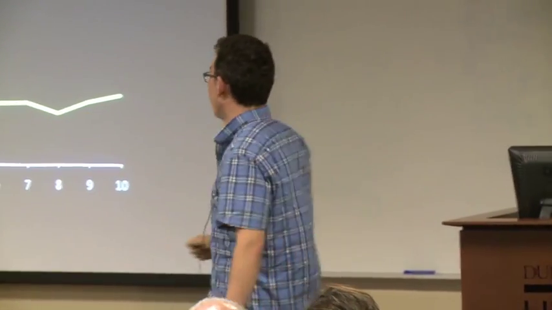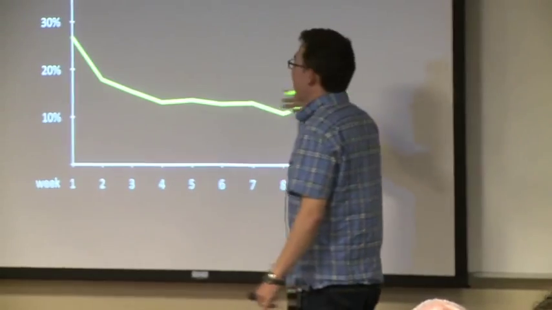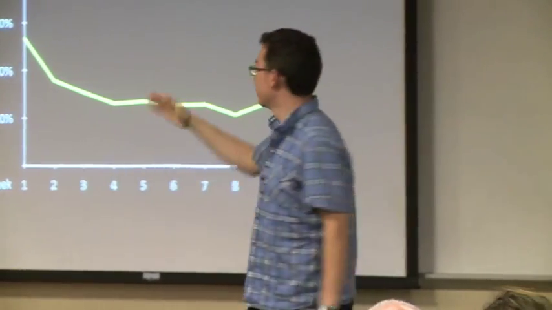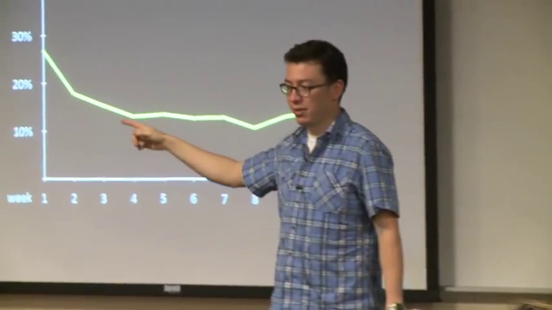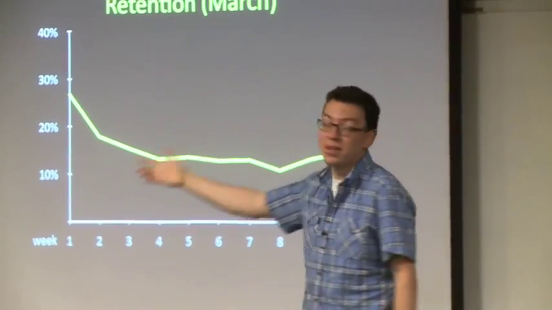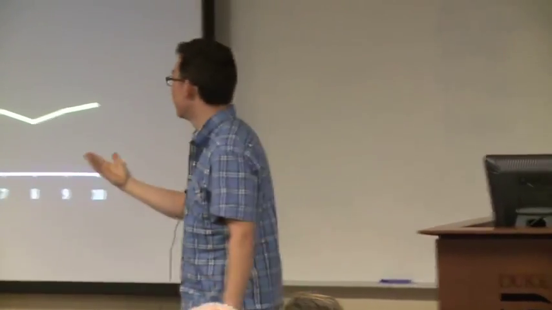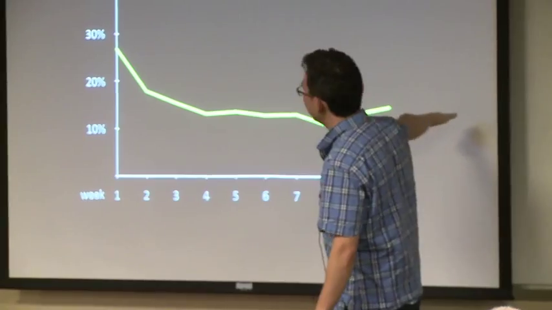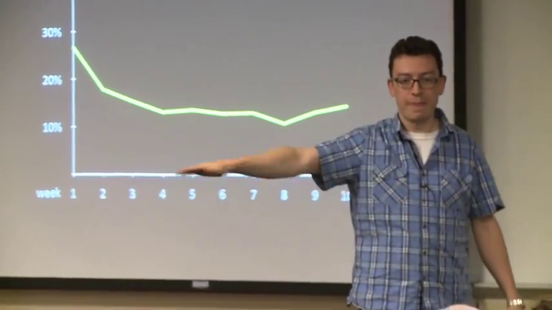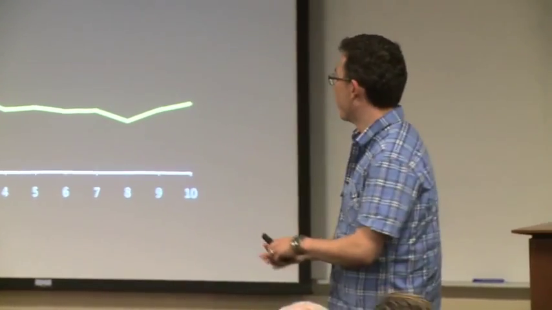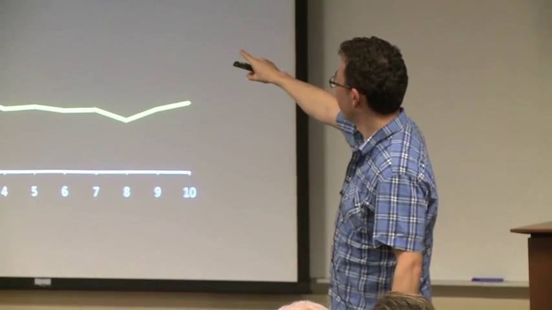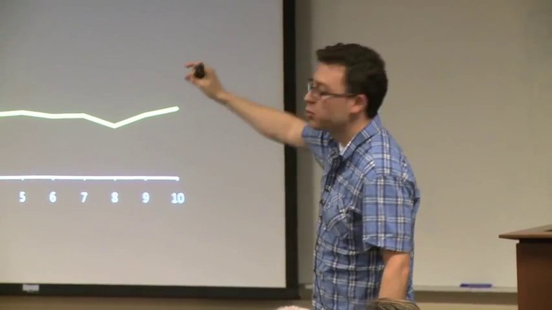Now, normally, when I'm talking to academic audiences, this graph actually seems pretty crappy. So it says, okay, only 15% of the people who sign up actually stick with it. But it turns out this is actually a really good number. For example, the number of people who become weekly active users of Twitter is around 20%. Okay, so this is the cohort of the first week of March.